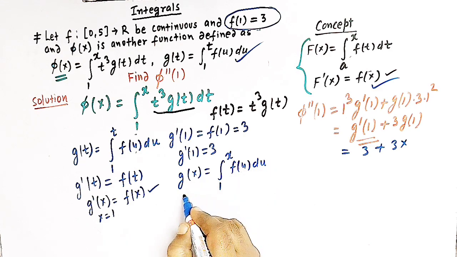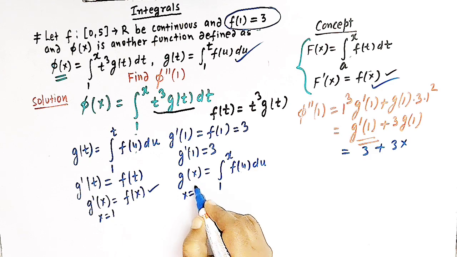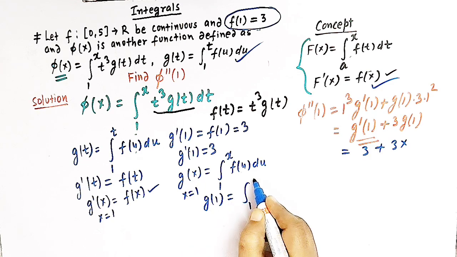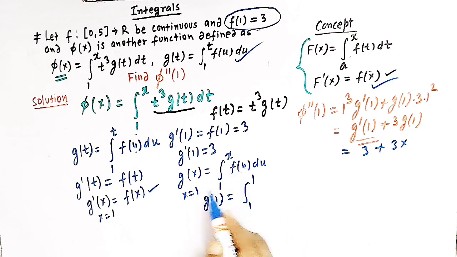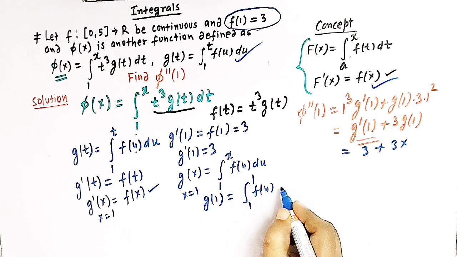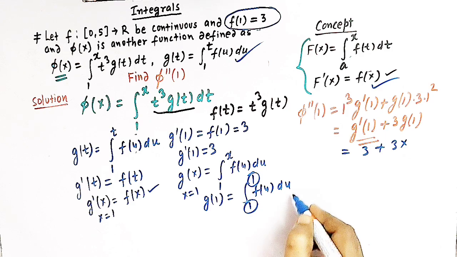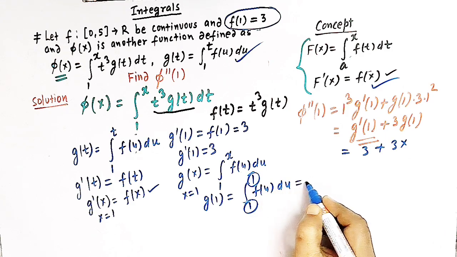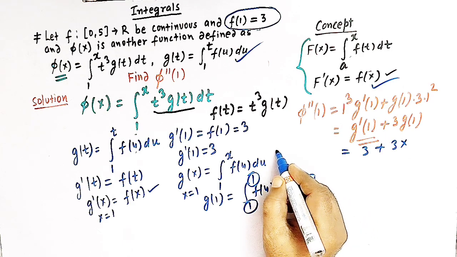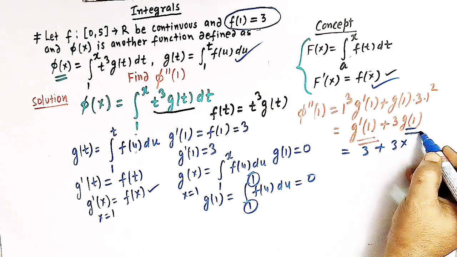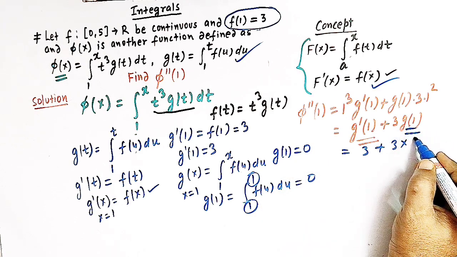So if we take x as 1, or replacing x by 1, we have g of 1 is equal to the integral 1 to 1, taking x is equal to 1. Here we have f of u du. Now we can see that both the limits of integration are the same or identical, so the value of this integral must be equal to 0, right? So g of 1 is equal to 0. So here for g of 1 we have 0.